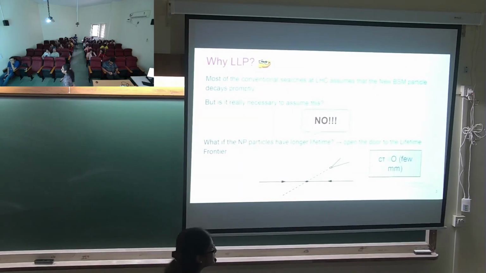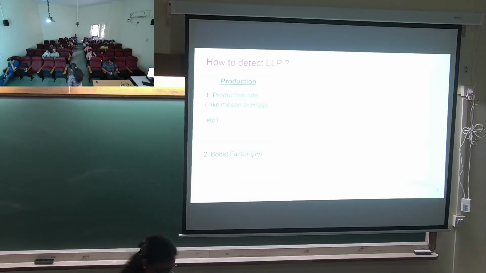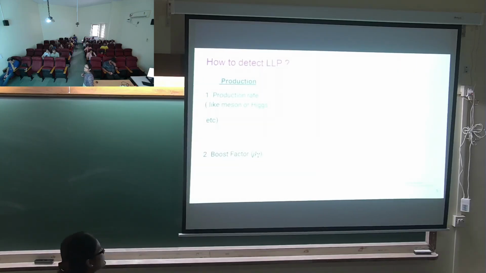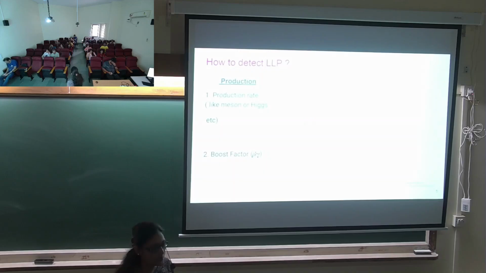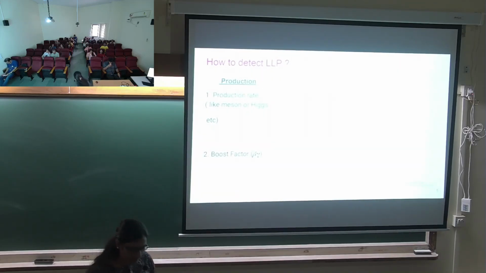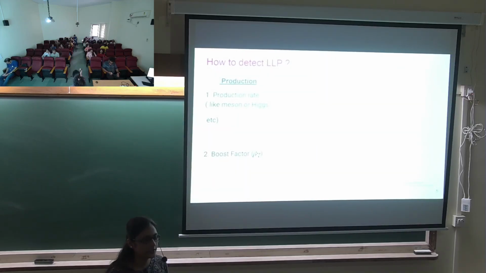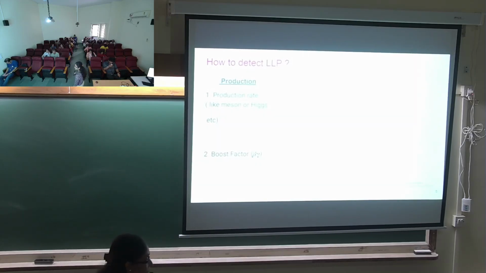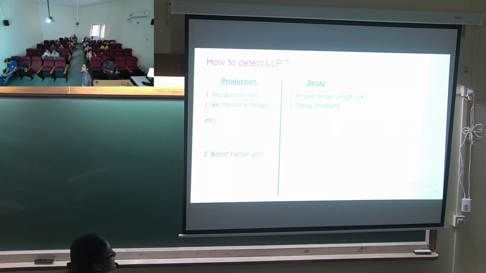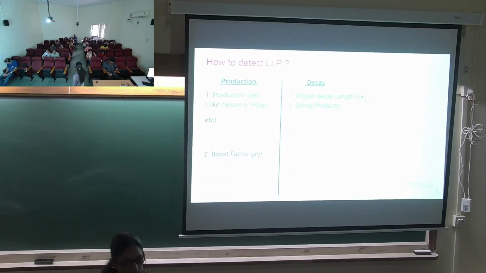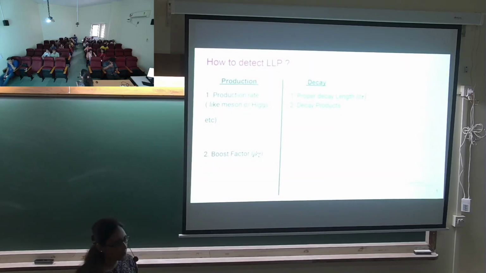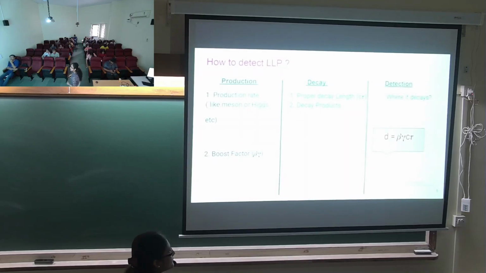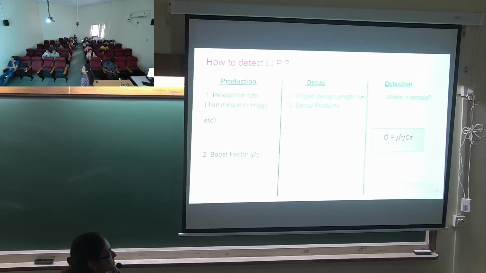As Ranjan said, how do we detect these LLPs? To detect the LLP, there are three key ingredients. First is how it is produced. Is it produced in a meson decay or in a Higgs decay? Because depending upon the production, it can go either in the forward direction or in the transverse direction. The second key factor is the boost factor, which basically includes the kinematics. The next key factor is its proper decay length, and also what the decay products are, that is, the standard model products it decays to. And finally, where to place the detector. That is basically the distance traversed by the particle, the beta gamma c tau.